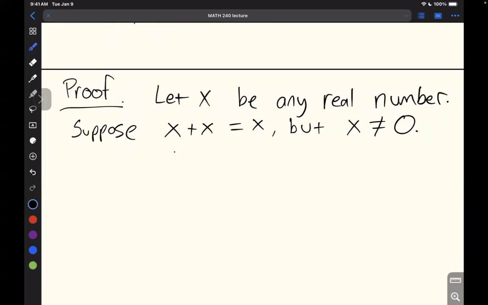So now we get to do some algebra. This is our equation that we've got, and we've got an x and an x here. So then we can say 2x is equal to x. In this case, we're assuming an equation, right? We're assuming x plus x equals x. So we've got both sides of the equal sign to work with here. We've got an x on both sides.